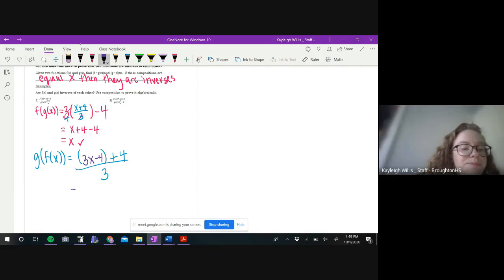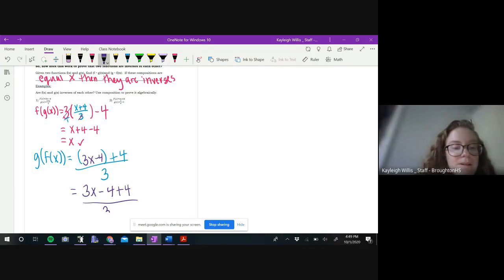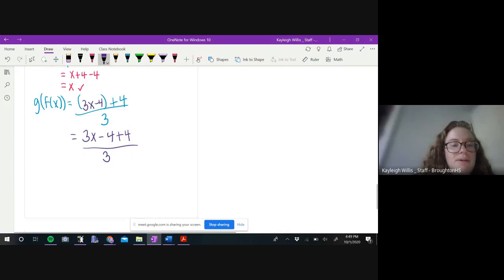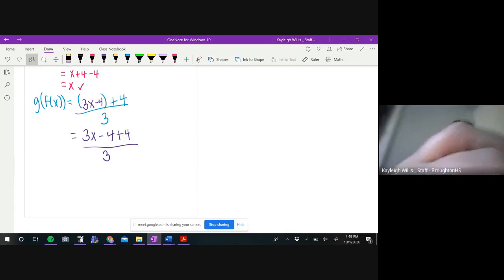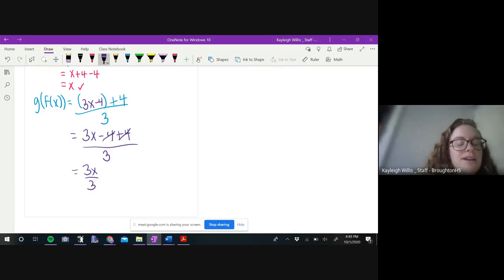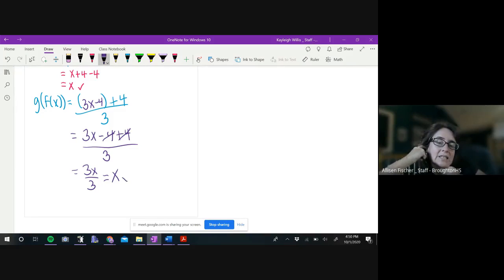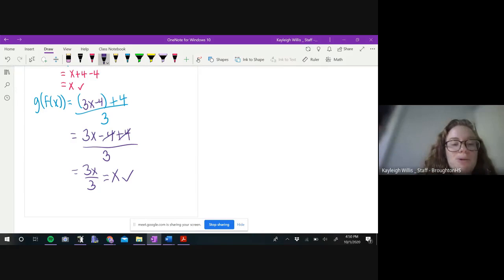Well, putting that in parentheses really didn't do anything. What can we clean up on the top? The 4s. Yes, say goodbye. So we have 3x divided by 3, and that equals x. So yes, we have them both equal to x. Therefore, they are inverses.